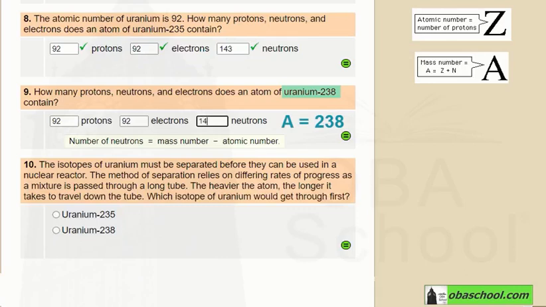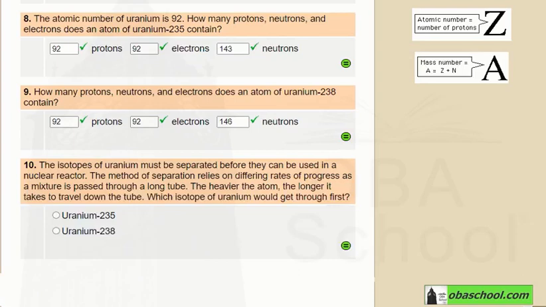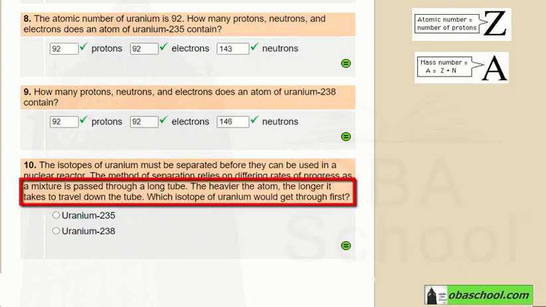The isotopes of uranium must be separated before they can be used in a nuclear reactor. The method of separation relies on differing rates of progress as a mixture is passed through a long tube. The heavier the atom, the longer it takes to travel down the tube. In other words, the lighter atom would be collected first. So which isotope of uranium would get through first?